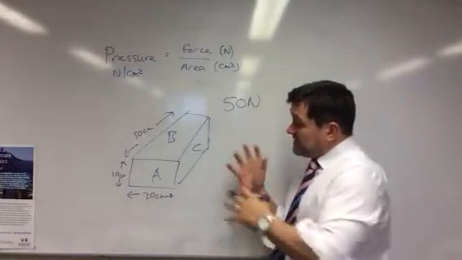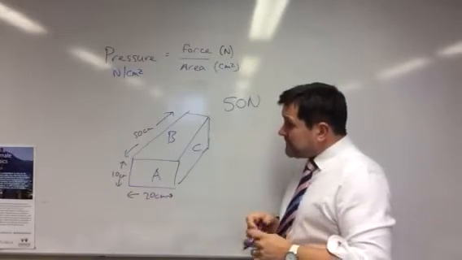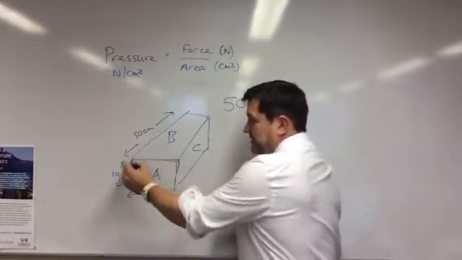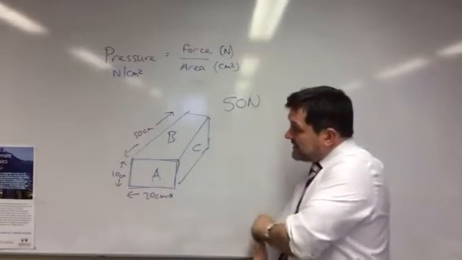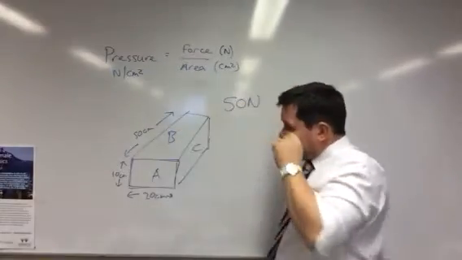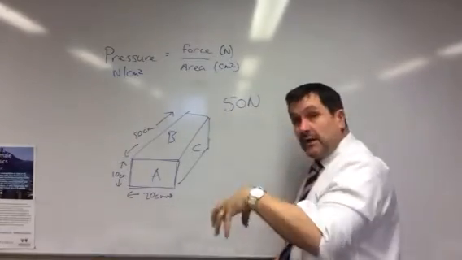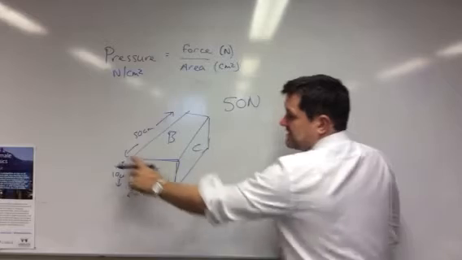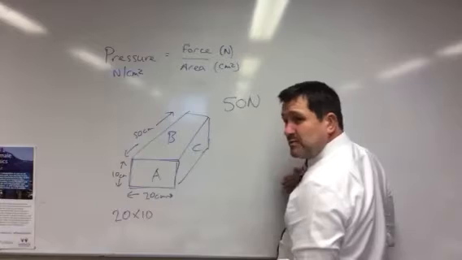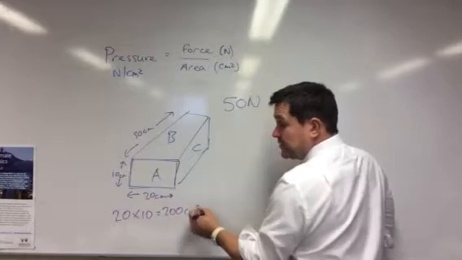Now, which face it was on would determine the pressure that it exerts on the ground. Obviously, the smallest face is face A, because A has the smallest cross-sectional area. Whereas B is a lot bigger, and C is a lot bigger because of this length. If all of this weight was focused on A, if it stood on face A, the cross-sectional area of A is 20 times 10. Now that would be measured in centimetres. That would be 200 centimetres squared.